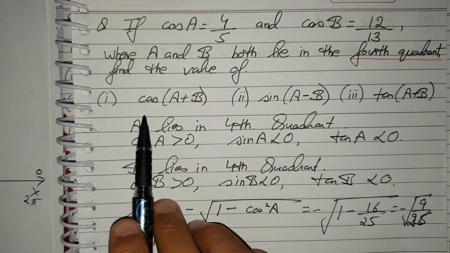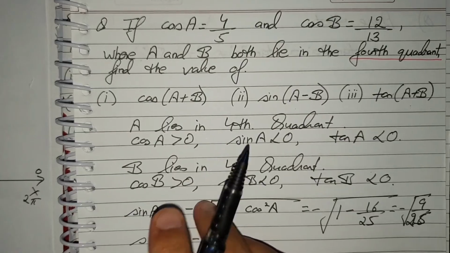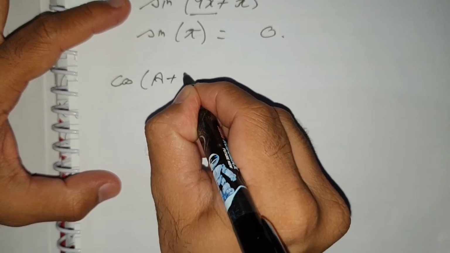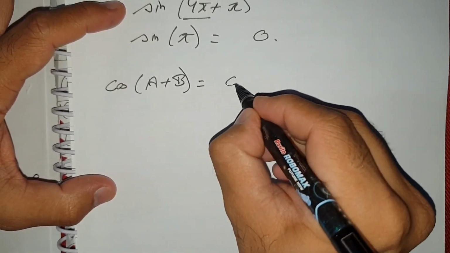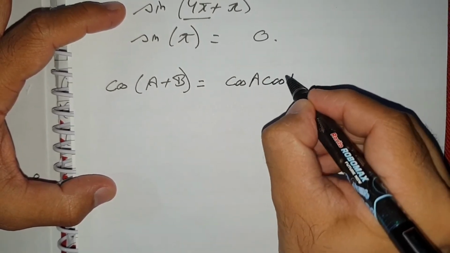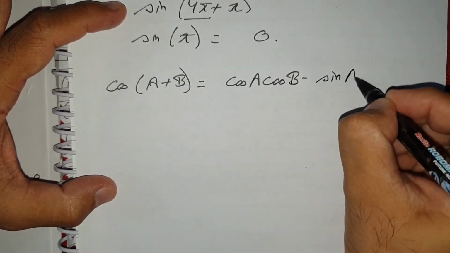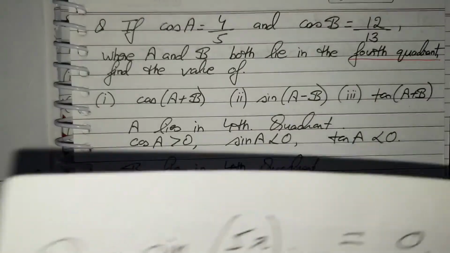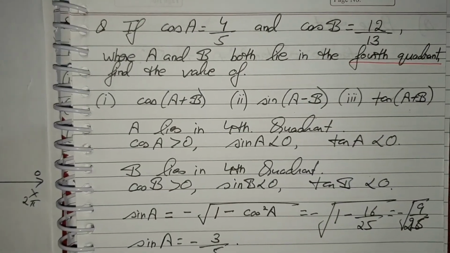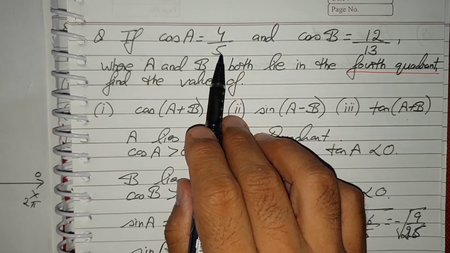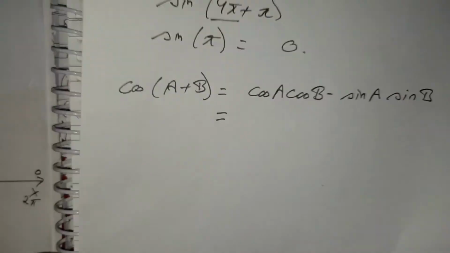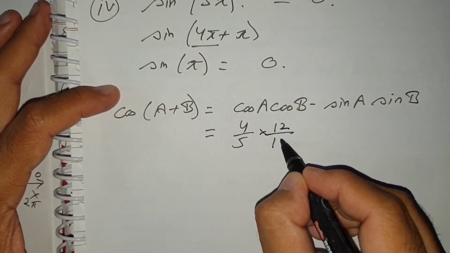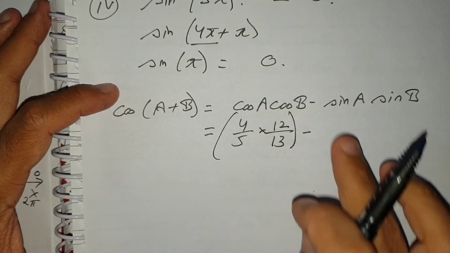Now the first part is cos(A+B). Let's solve it over here. Cos(A+B), now use the formula. This is cos A cos B minus sin A sin B. Now what is cos A? Cos A is, in the question, 4 by 5, cos B is 12 by 13. So cos A is 4 by 5 into 12 by 13 minus sin A sin B.